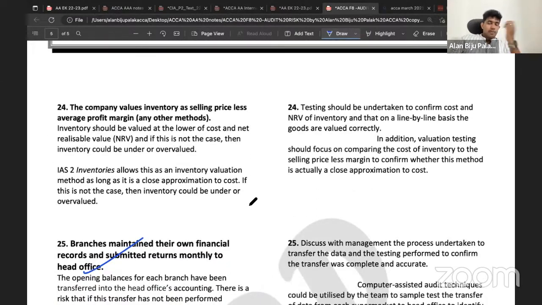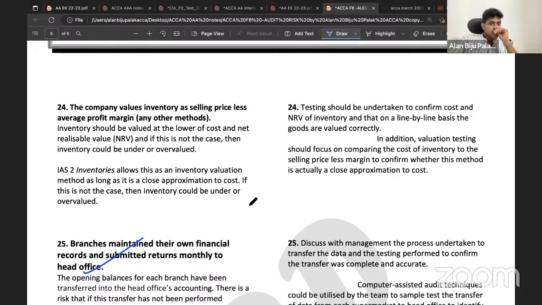Finally, it may be mentioned that the company is recognizing inventory as selling price less average profit margin, or selling price less some other element. Well, we know that inventory should be correctly calculated at the lower of cost or NRV, and if the company has adopted some other method which is not appropriate, then the value of inventory will be either understated or overstated. Yes. And what has to be considered as a response?